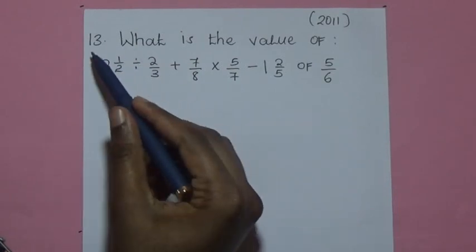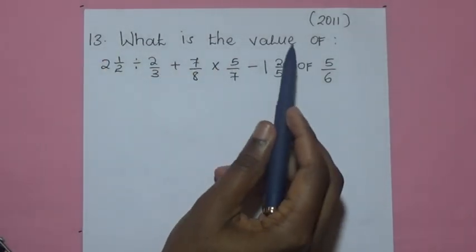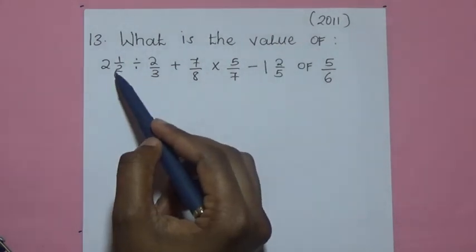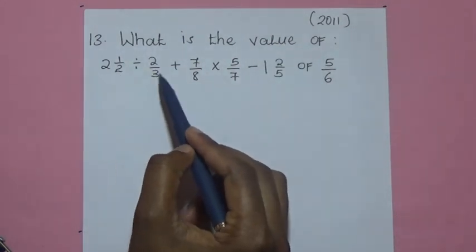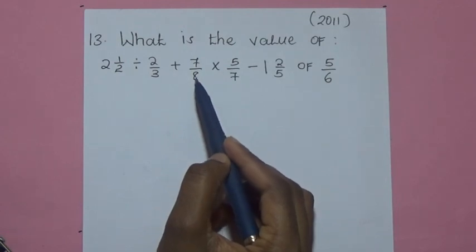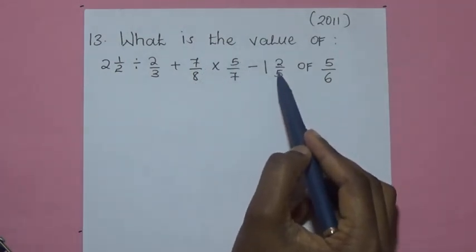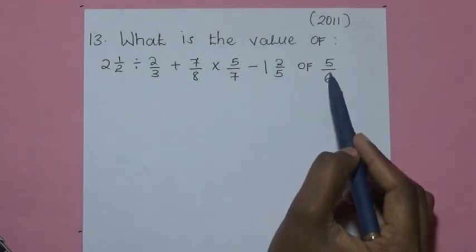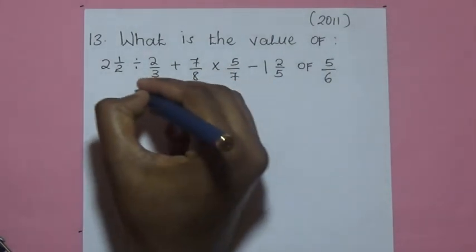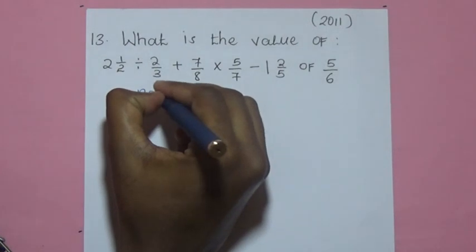We look at question number 13. What is the value of 2.5 divided by 2 over 3 plus 7 over 8 multiplied by 5 over 7 minus 1 and 2 over 5 of 5 over 6? We are going to apply BODMAS.